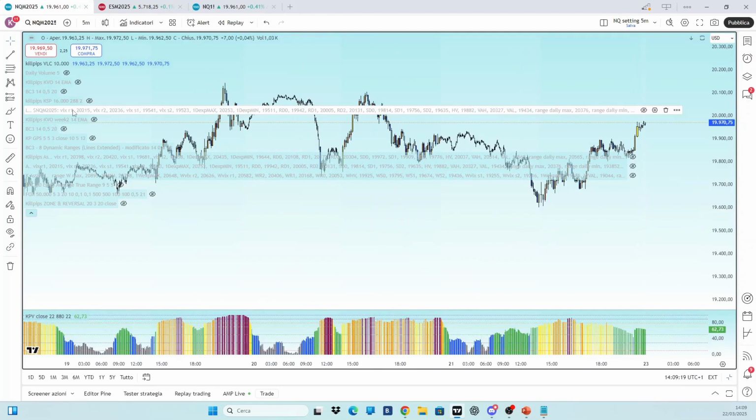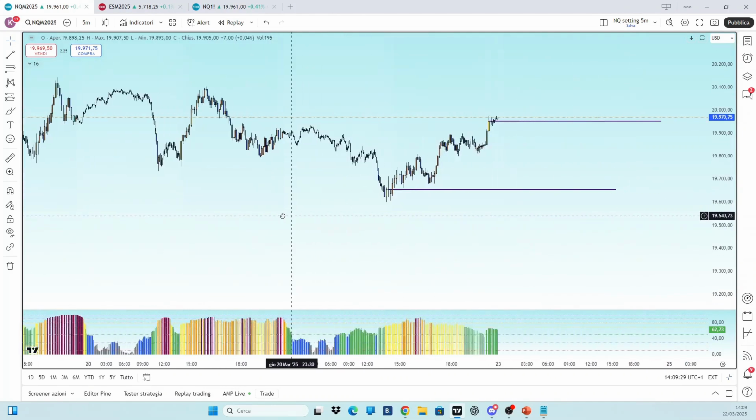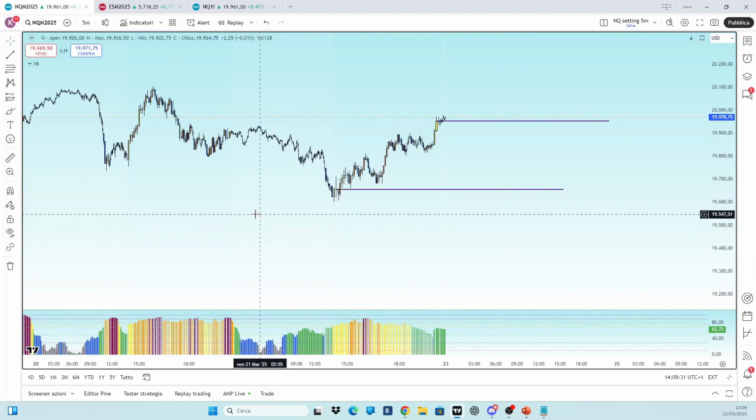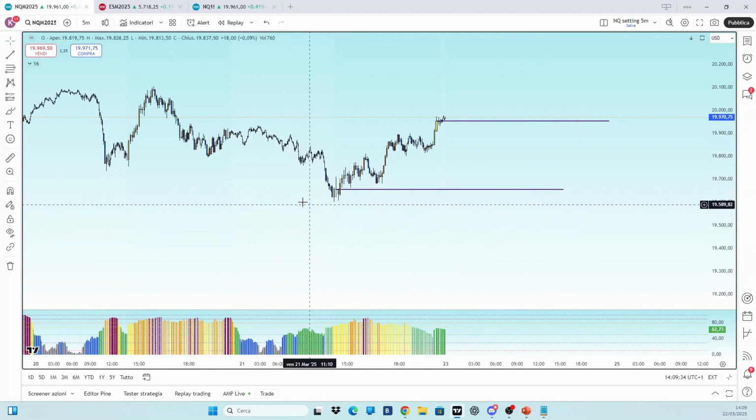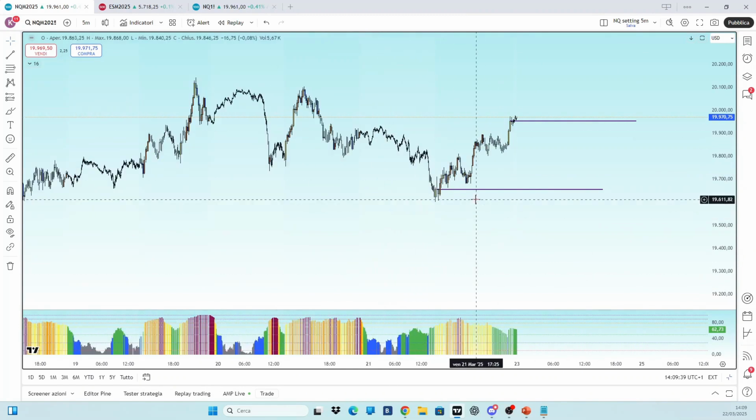Let's move on to another indicator. Let's start with KSP. Here it is. KSP is an indicator that captures and tracks on the chart the levels that are formed with certain volumes that are developed in a specific way. And the indicator captures them and plots them on the chart.